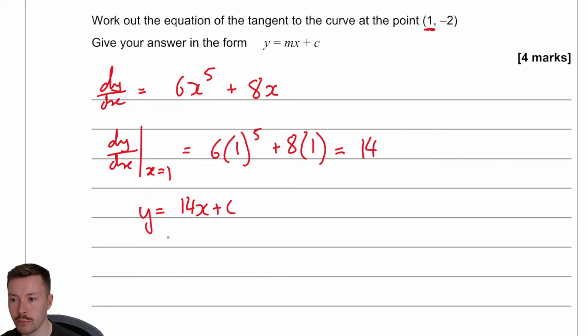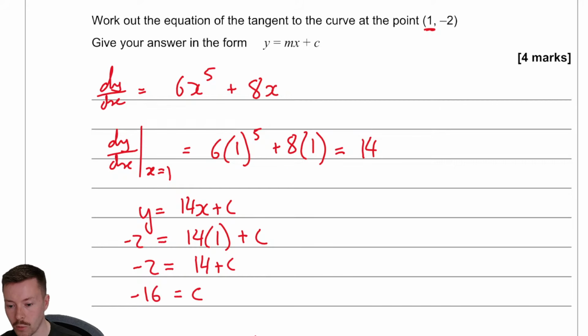We're going to plug in our numbers. So minus 2 is equal to 14 times 1 plus c. Minus 2 is equal to 14 plus something. We get minus 16 is equal to c. So y is equal to 14x minus 16. Okay, so that is the answer to that question.